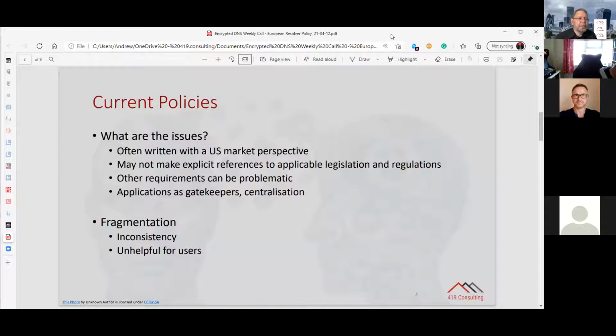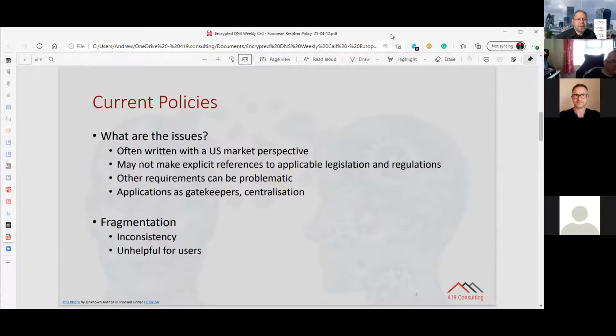Now, having looked at a number of the existing resolver policies that are out there, of which there are a fair number, as I'm sure many of you will be aware, some of them, certainly not all, but a number are written very much from a US market perspective. Some of them don't make explicit references to the applicable legislation and regulations that they're operating under. They may have requirements which will be problematic given local regulations and legislation.